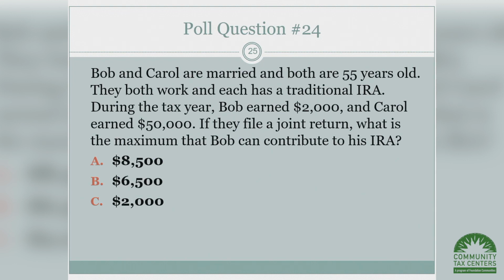Okay, poll question number 24. Well, actually, we probably should have read the question. I'll go ahead and read it. Bob and Carol are married and both are 55 years old. They both work and each has a traditional IRA during the tax year. Bob earned $2,000 and Carol earned $50,000. If they file a joint return, what is the maximum that Bob can contribute to his IRA?